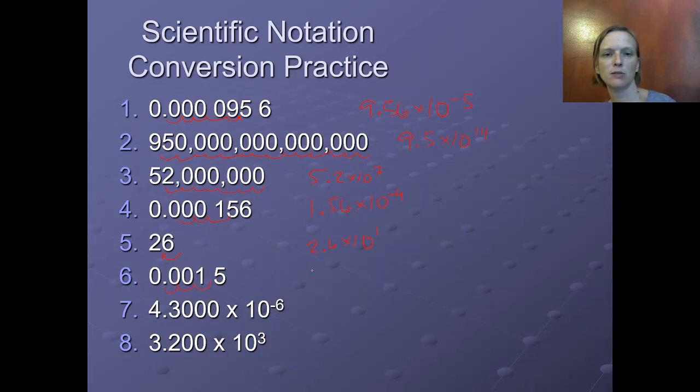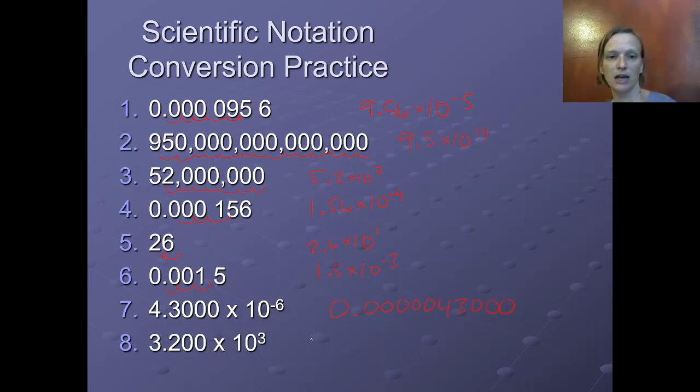0.0015, you move the decimal point 3 times, so you get 1.5 times 10 to the negative 3. 4.3000 times 10 to the negative 6. This number is less than 1, so the negative exponent indicates that my number will be less than 1. So I have 1, 2, 3, 4, 5, that would be 6 times moving the decimal point, but I still include these trailing zeros because they are significant, so it's important for me to keep those zeros there.